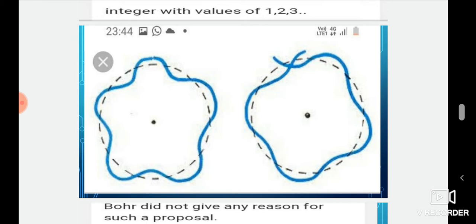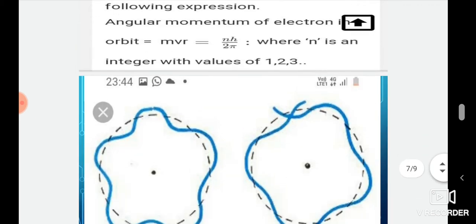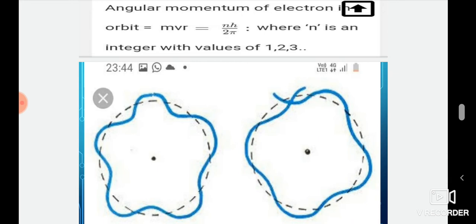So according to Bohr, the electron can only move in circular orbits when this lambda is a whole number, that is, a complete wave. In the second diagram, on the right hand side, you see that the waves are not complete, right? It is not a whole number. So what will happen? The waves will cancel each other and the electron will not be able to move in a circular path, right? So according to Bohr, only those electrons can move in a circular path which have angular momentum mvr equal to nh upon 2 pi, right?